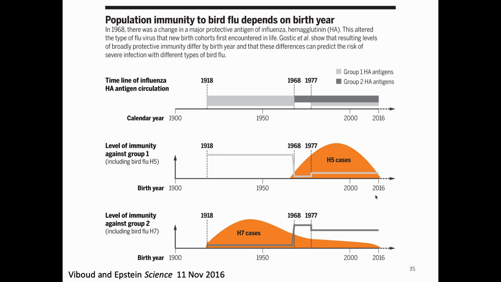And so this is what science had to say about this, that we can see big differences in whether we would expect to see mostly H5 cases in a younger population. If we had a flu epidemic where H5 was predominant, mostly it would be these people who were really sick and having problems. If we had an H7, it would be mostly these people who were really sick. And so all of this can be figured out based on some details of the original infecting antigen.